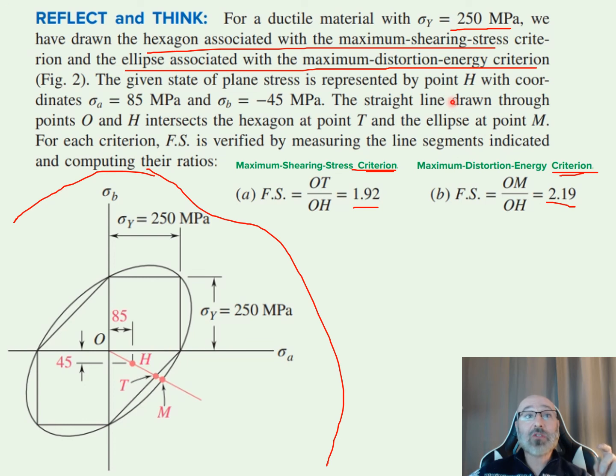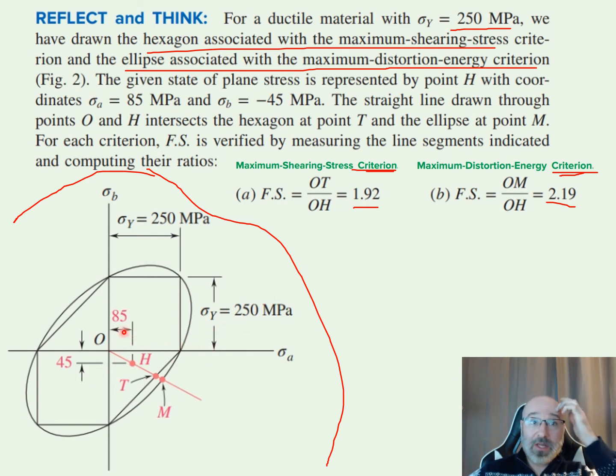Now if we draw a straight line through points O and H, this is going to intersect the hexagon, if we keep going out here, at point T, and it's going to intersect the ellipse if we keep going out at point M. So this is a straight line that goes straight through from O to H, and we can extend it out, hits our hexagon there, hits our ellipse right there at point M. So for each of these criteria, our factor of safety is verified by measuring the line segments indicated and then computing the ratio. So let's take a look at our maximum shearing stress criterion first. This side says our factor of safety is equal to OT divided by OH. So OT right there divided by our OH right there will give us that value right here.